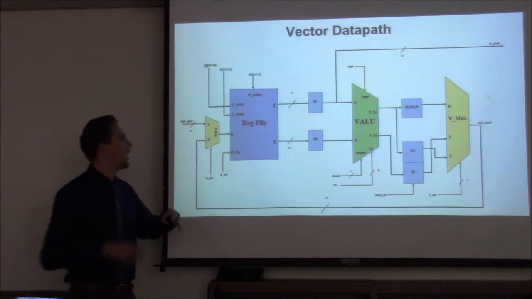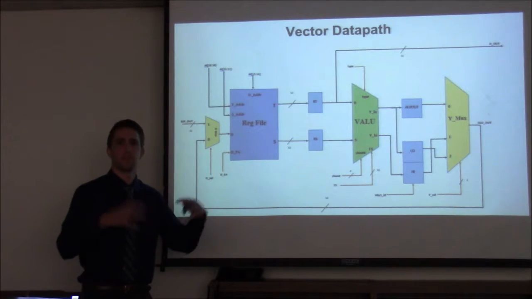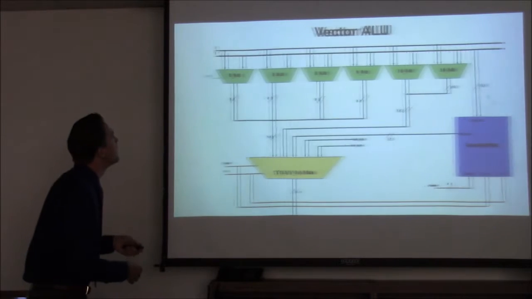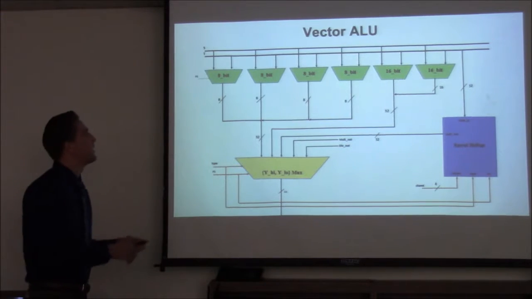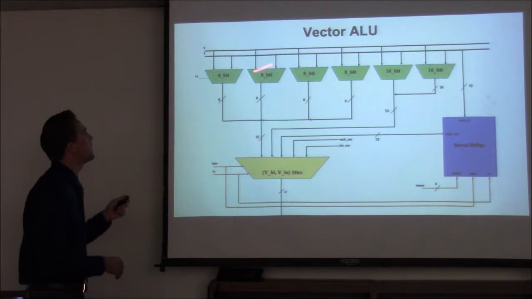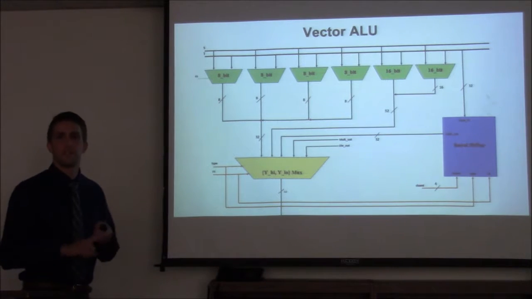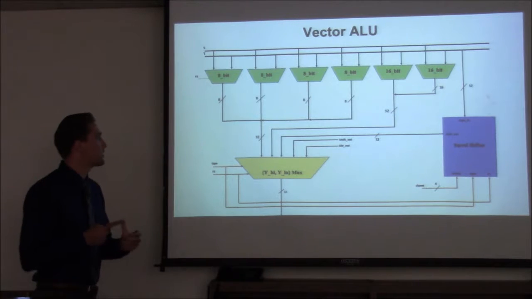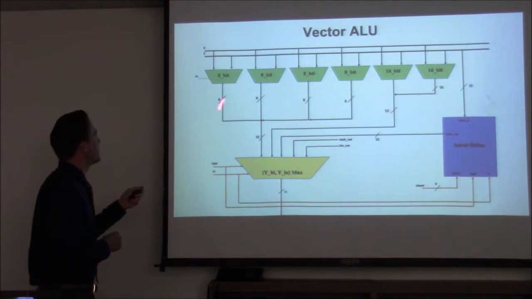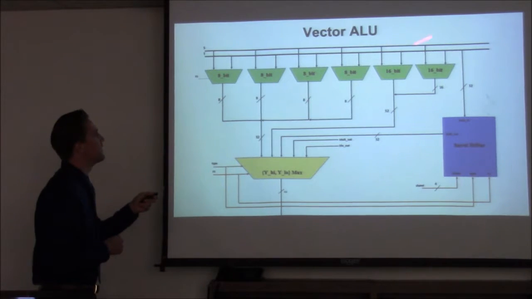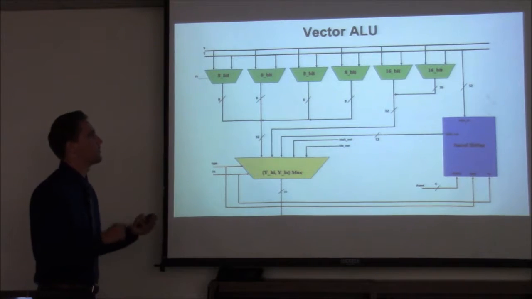It is really just a top-level implementation of a bunch of smaller ALUs. So here's one part of our vector ALU. We have 4 8-bit ALUs and 2 16-bit ALUs. These ALUs are able to do addition, subtraction, AND, OR, and XOR. And they have 8-bit outputs, and then these two, same thing, AND, OR, XOR, addition, subtraction.